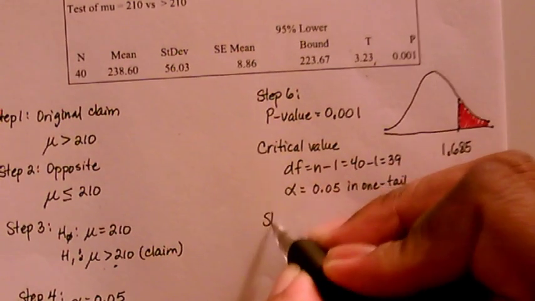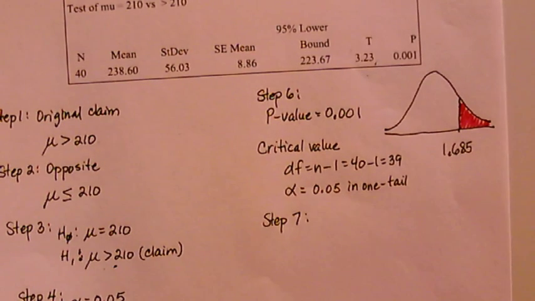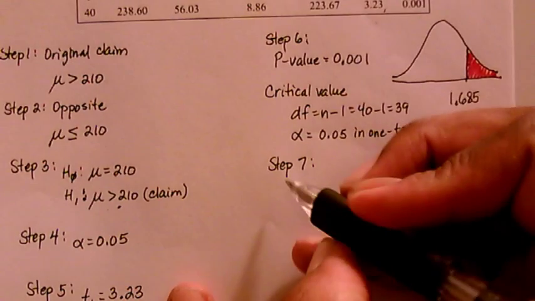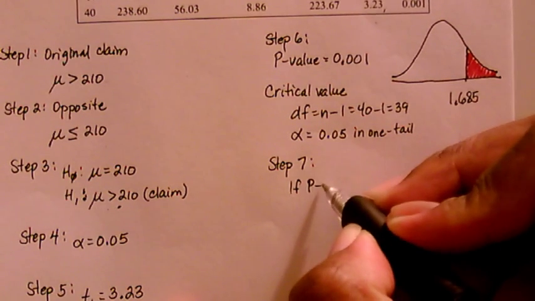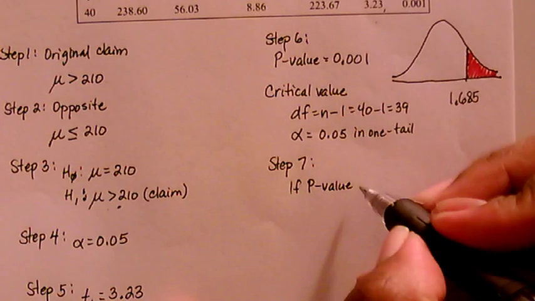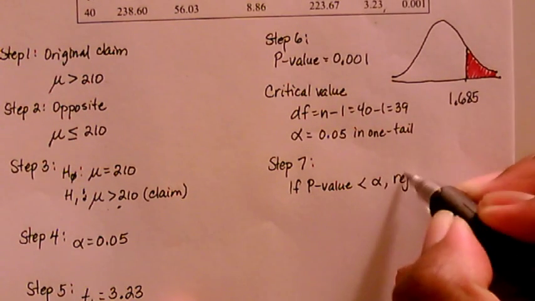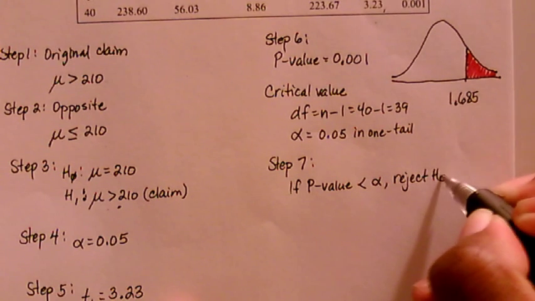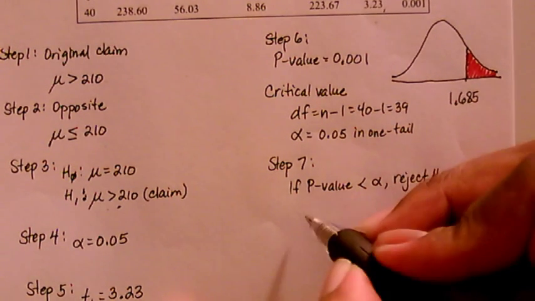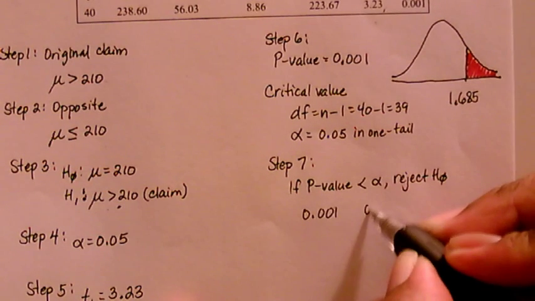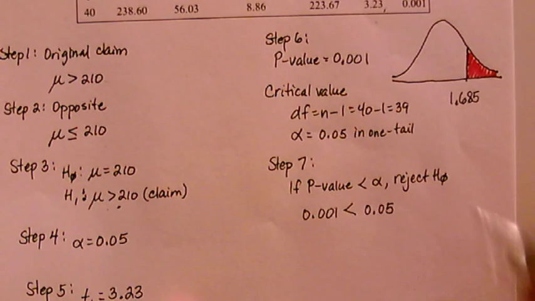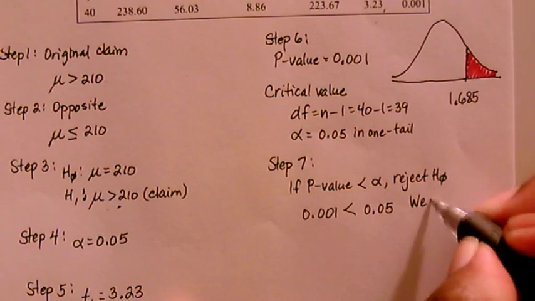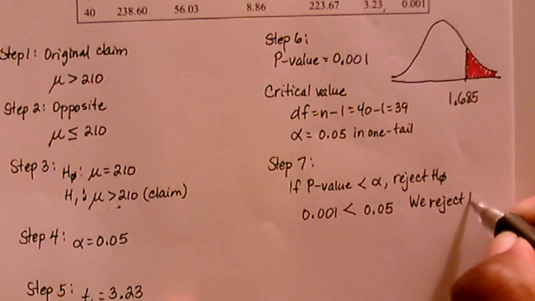Alright, step number 7 is my decision rule. And I'm going to do 2 decision rules since I have the p-value and the critical value. Now your p-value is this. If your p-value is less than alpha, you reject the null. And if I look at the p-value, that's 0.001, and my alpha level is 0.05, well, 0.001 is less than 0.05, so that fits our decision rule, so we can reject the null.